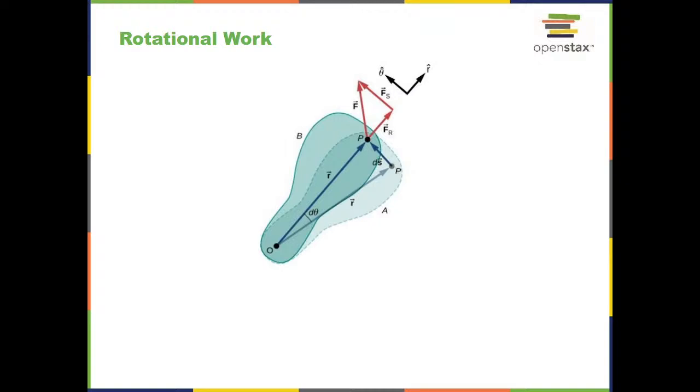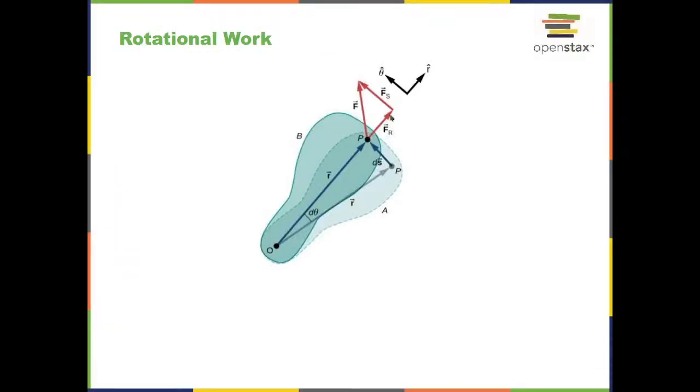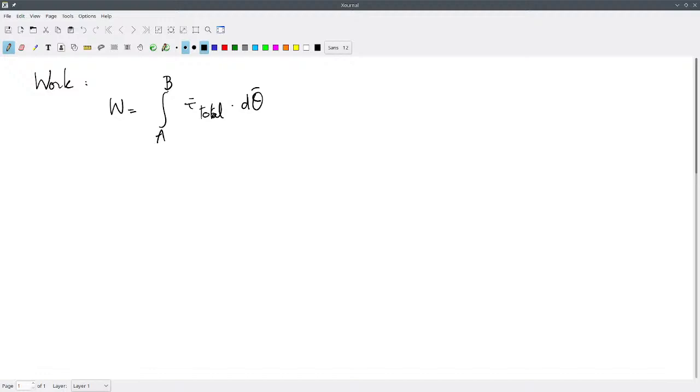What we found is that the work in rotational coordinates, W, is the integral of the total torque, dotted with d theta, integrated between point A and point B. The total torque, in this case just a single torque due to the perpendicular component of the force times the lever arm, multiplied with d theta and summed over all of the d thetas, gives us the amount of work. This is expressed as an integral from a point A to a point B.